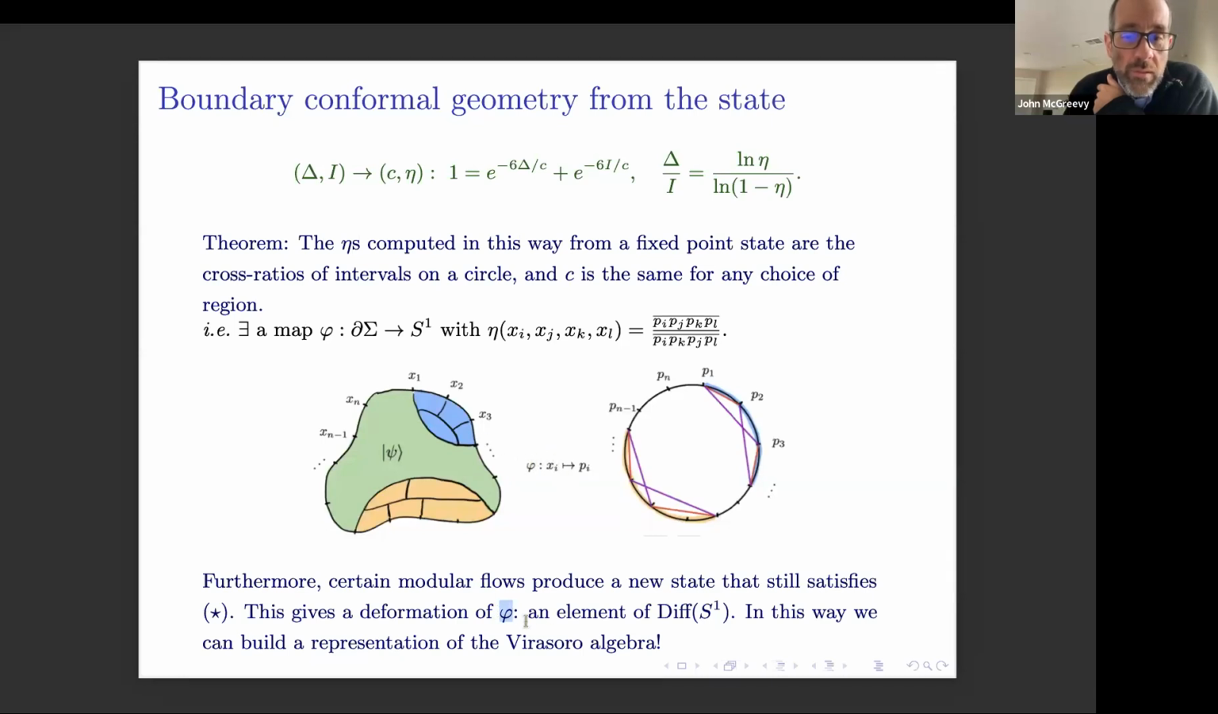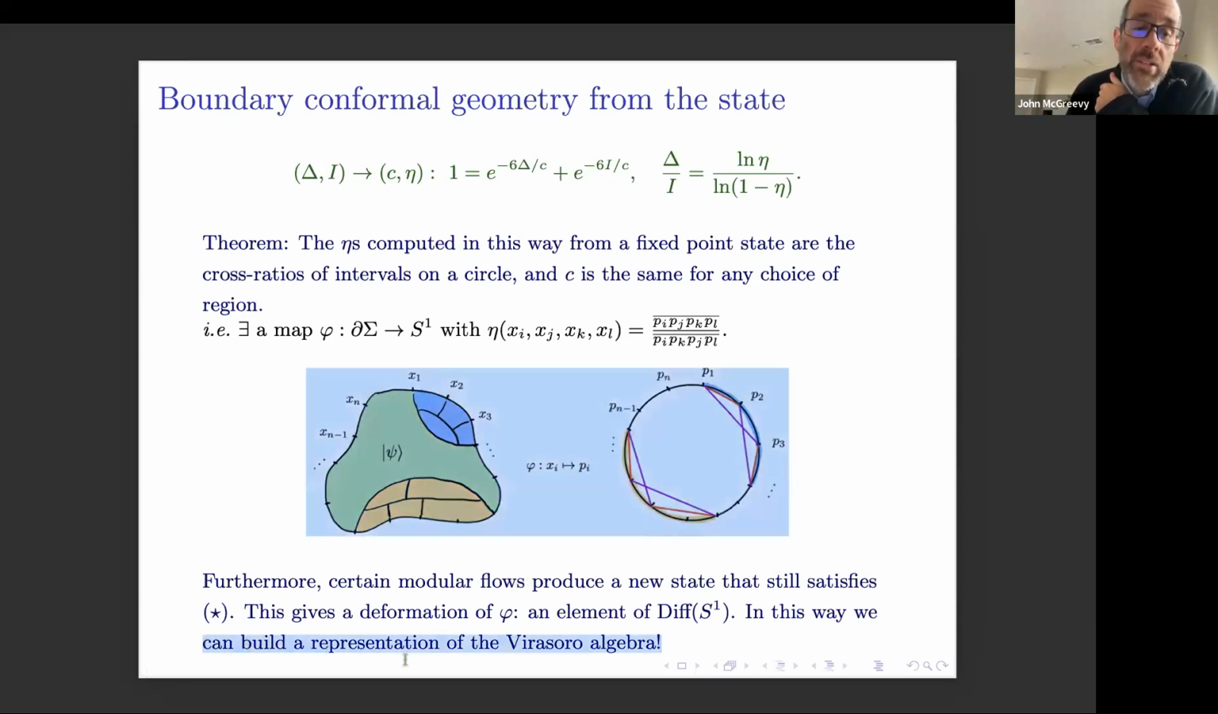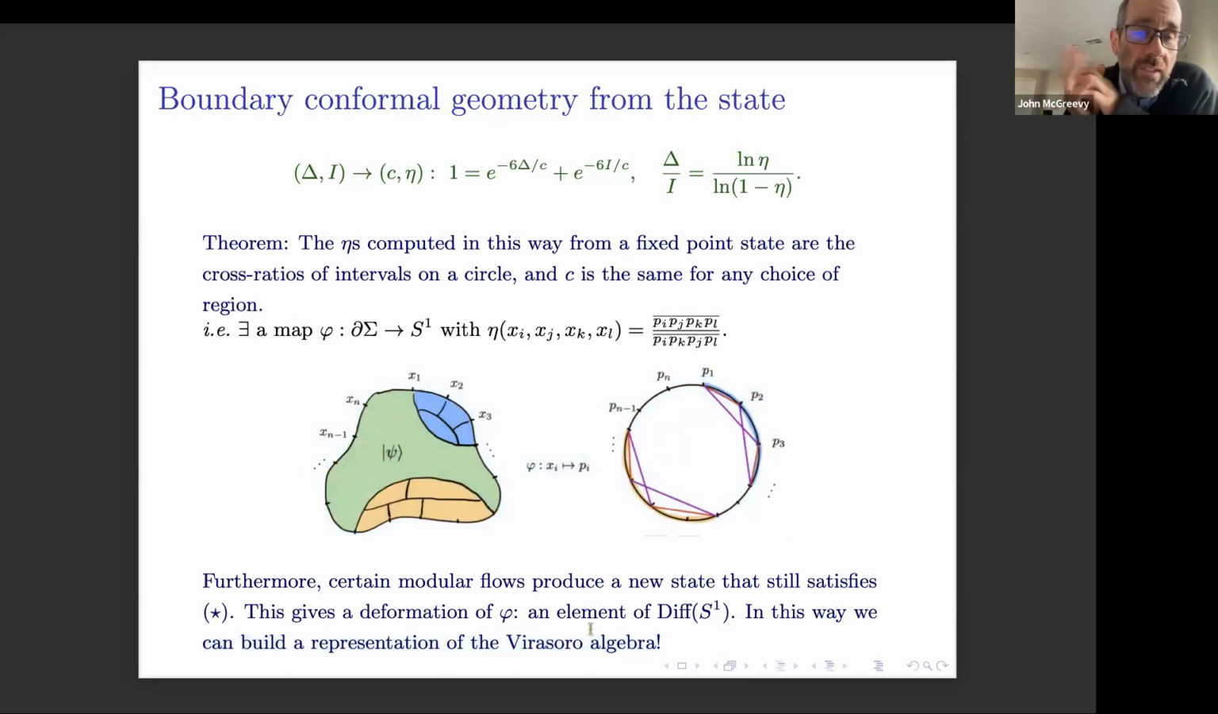From the circle to the circle, it's an element of diff S1. So as a map on phi, it's an element of diff S1, but as an action on the state, it actually is a representation of the Virasoro algebra. So in this way, we can actually extract the Virasoro algebra acting on the boundary CFT just from the state.